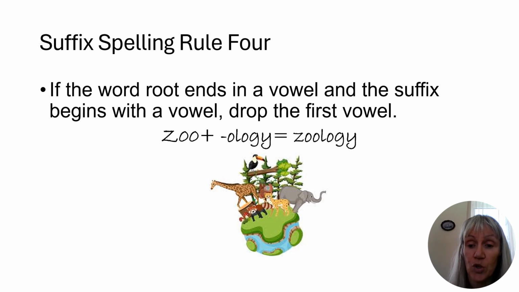Okay? So in zoo, said Z-O-O, I end with an O. And in ology, the suffix that means the study of, zoo just refers to animals. The study of animals. I begin with an O. So I'm not going to have zoo with 3 O's. I am going to have zoo said Z-O-O. I'm going to drop the O off of zoo and just attach the O-L-O-G-Y to that word root to form zoology. We've lost an O.